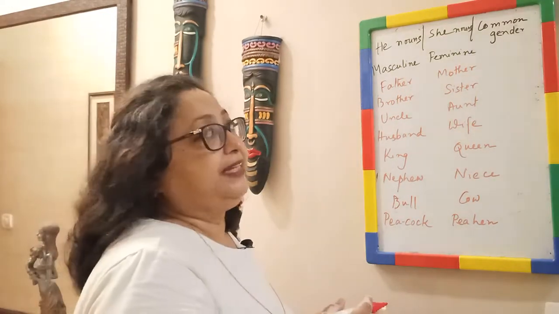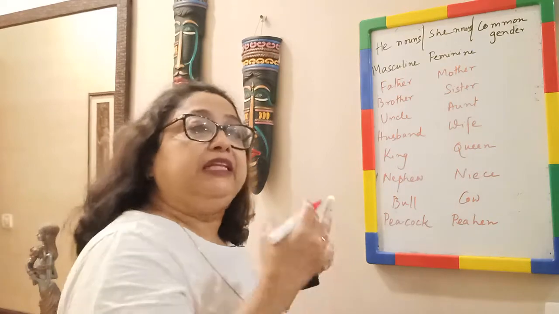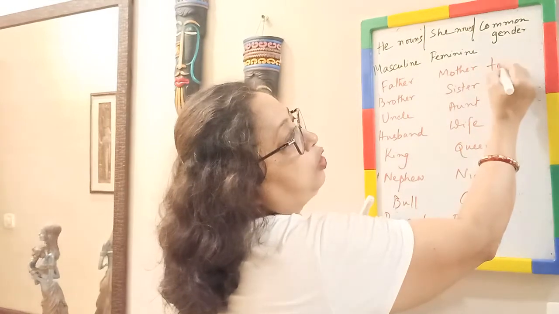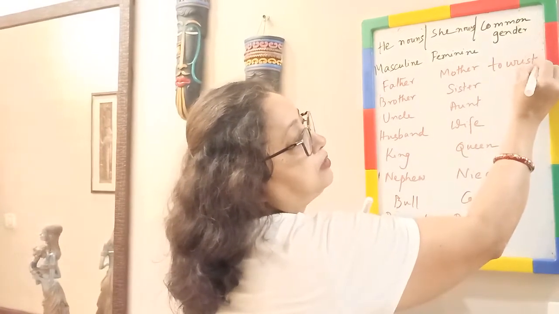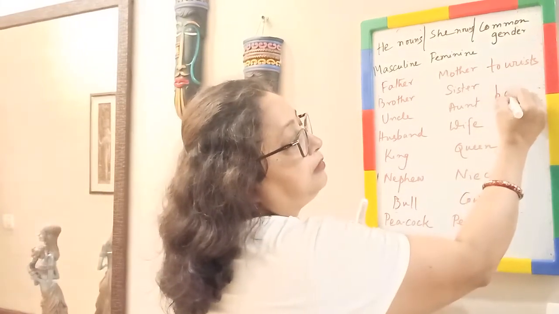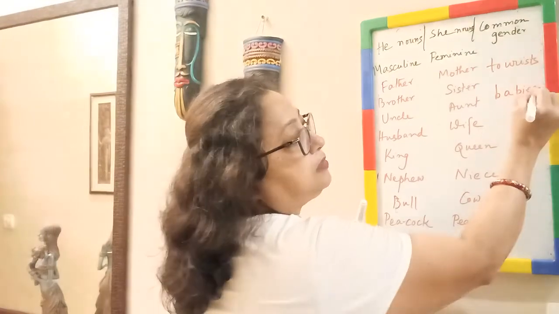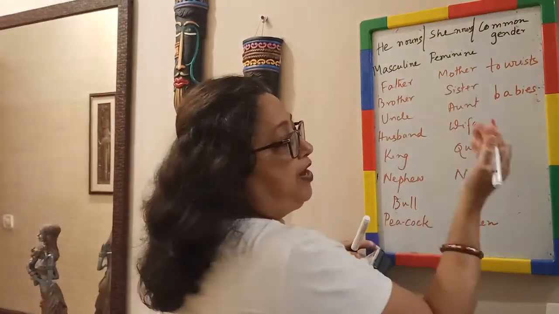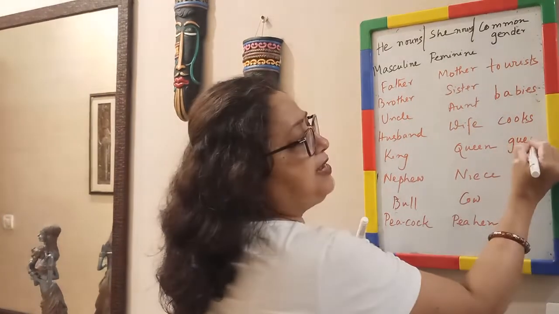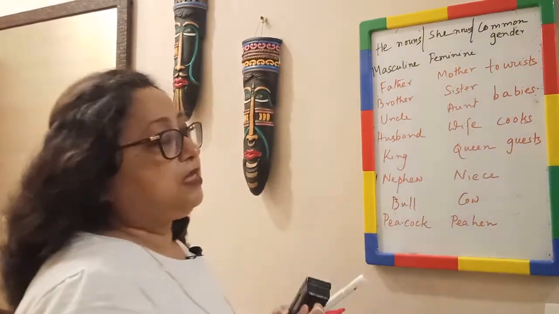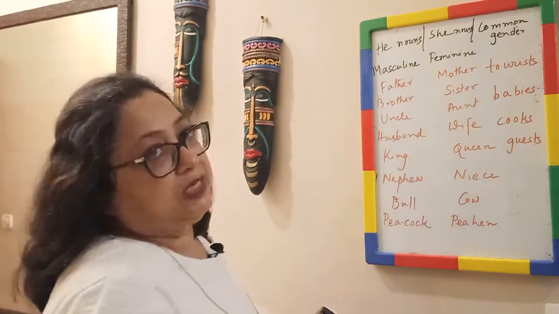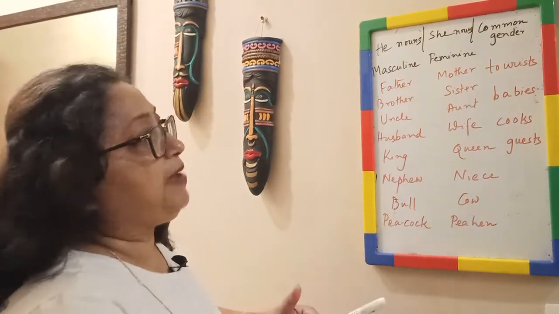Now, in case of common gender, that means there are some nouns which can be either masculine or feminine. Suppose you have gone to a place and have seen a lot of tourists over there. Tourists can be either male or female. So, it is a common gender noun. In case of babies, I'm writing babies. It can be a he or she. For example, cooks. Then guests. So there are many such nouns which are common gender. That means by simply telling about guests, we do not imply either it is masculine or feminine. So here comes the end of masculine and feminine.